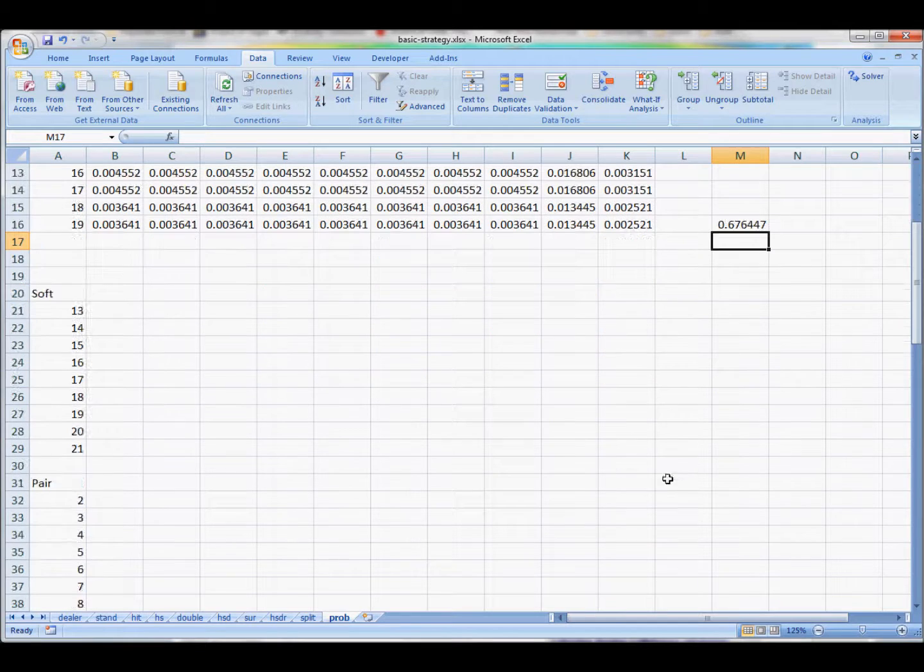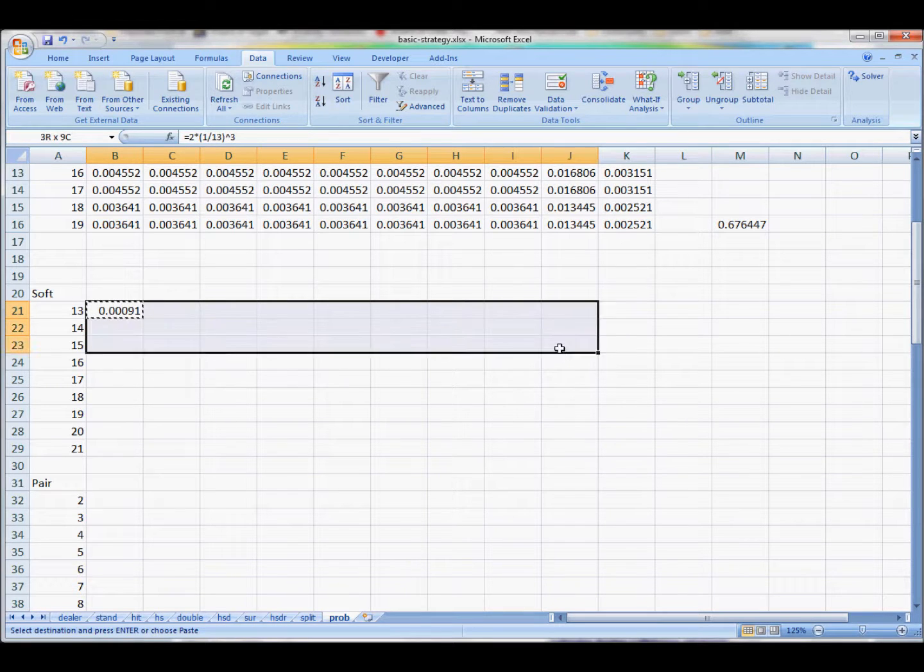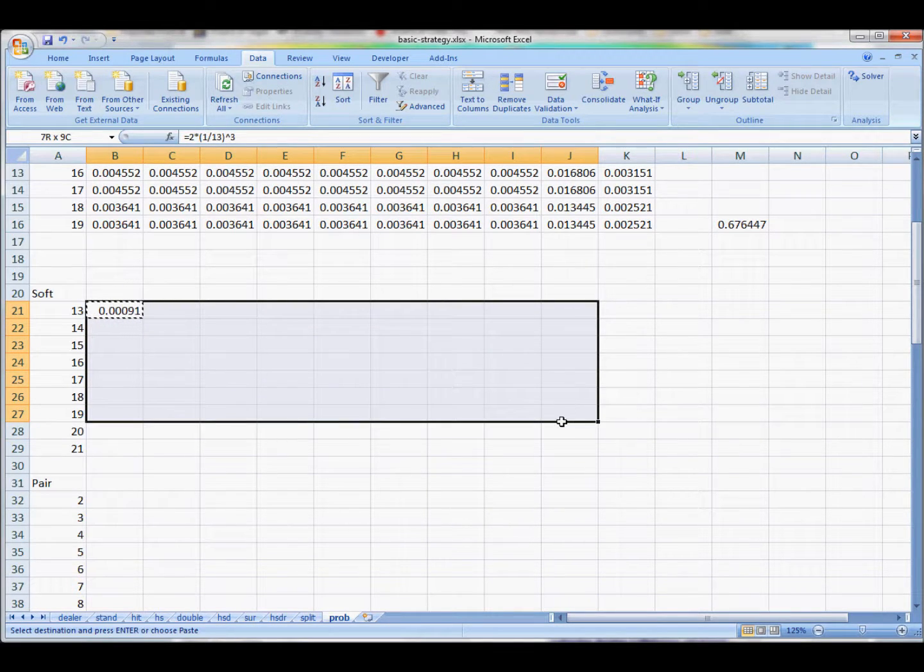Okay, the soft totals, with most of them, it's going to be 2 times 1 in 13 squared. And the reason for the 2 is because with a soft 13, for example, the two cards, the ace and the 2, could be in either order. So you multiply by 2. And then also multiply by 1 in 13 for the dealer's up card. So the total probability is 2 times 1 in 13 cubed. And this is going to work all the way through the soft 20.